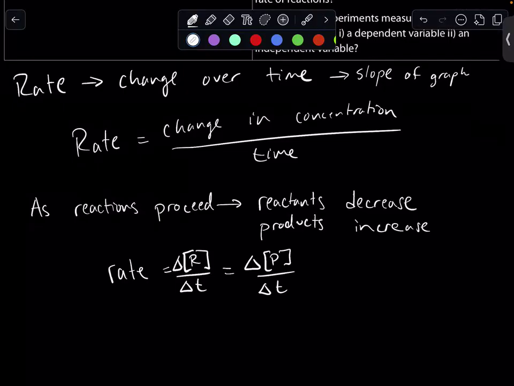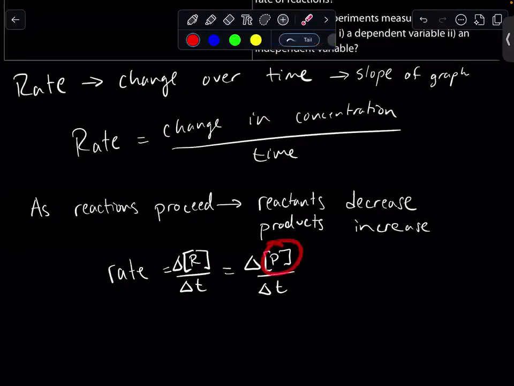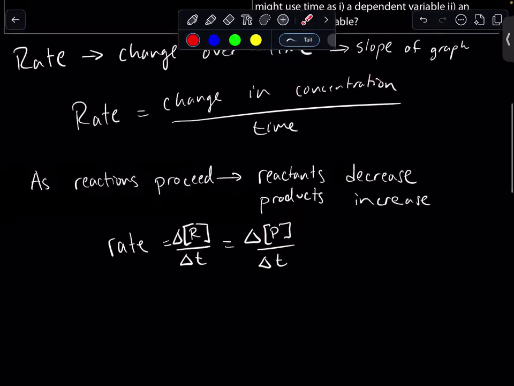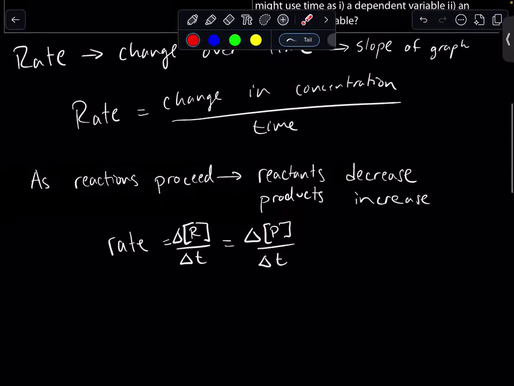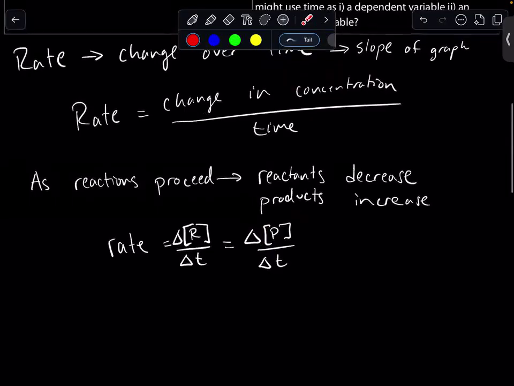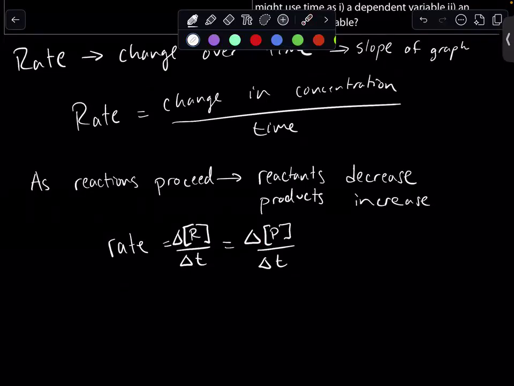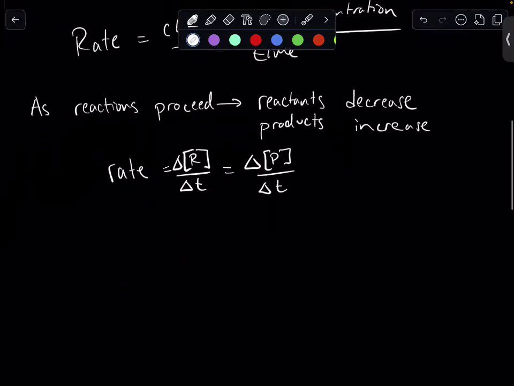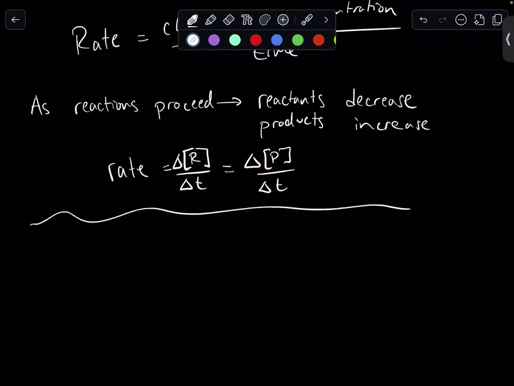Again, we're using delta to represent change. Now, we are also using our square brackets to represent concentration. Remember that square brackets mean concentration. And so these will be opposite values. The reactants and the products will change at opposite rates. And we can calculate that as well. But for now, what we're going to talk about are different techniques to identify the change in rate. So that's what we're going to mostly focus on.